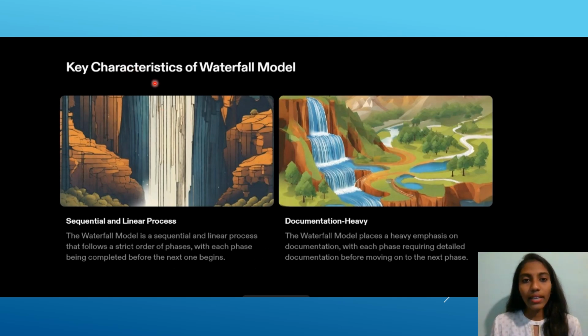So, the key characteristics of the waterfall model are the sequential and linear process. The waterfall model is a sequential and linear process that follows a strict order of phases, with each phase being completed before the next one begins. Documentation is heavy. The waterfall model places a heavy emphasis on documentation, with each phase requiring detailed documentation before moving on to the next phase.